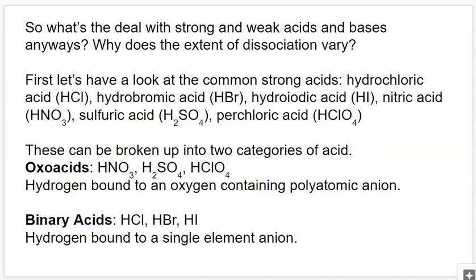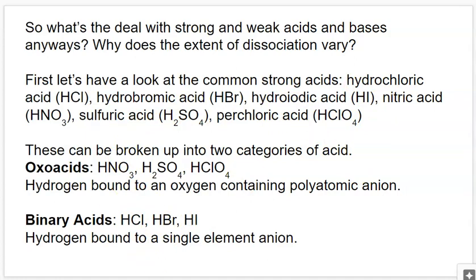And we have sort of two categories of acid here. We have the oxo acids, which are HNO3, H2SO4, and HClO4. They all end up with a name like nitric, sulfuric, perchloric. Sometimes you have nitrous, sulfurous, or chloric or chlorous. They usually have the same sort of naming convention. And these are all hydrogen bound to an oxygen-containing polyatomic anion. And these differ from the binary acids, which are HCl, HBr, HI, which are all hydrogen bound to a single element anion. And those always have a similar name, hydrochloric, hydrobromic, hydroiodic.